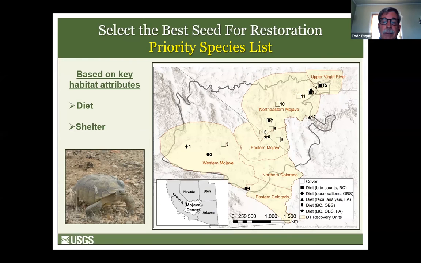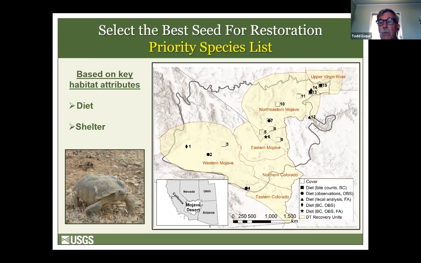One other aspect about this is that we used bite count data, which is, I'll show a picture of that if it works. Basically, the mandibles of a desert tortoise biting, you know, 1, 2, 3. And so we had an army of people counting bites to understand the relative importance of plants in the diet of desert tortoises. We also used a fecal analysis where you get their scats and can analyze them microhistologically and understand what species are in there, or just making casual observations.